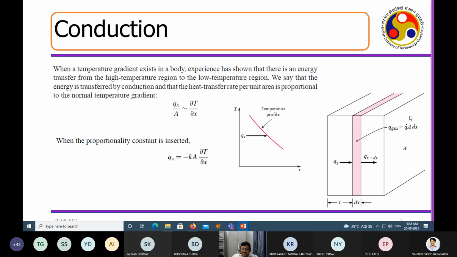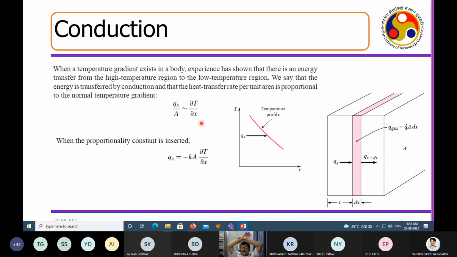Now, when you set up a temperature gradient here, you say that there is a heat flux. What is heat flux? Heat flux is this Qx. Suppose this Q is coming here. This is Q at x, and this is Q at x plus delta x. If the area perpendicular to the flow of heat is A, then Qx by A is your heat flux, and that is proportional to del T by del x.